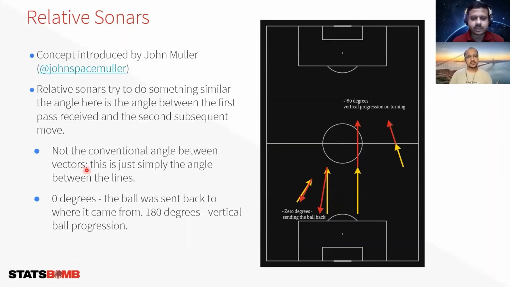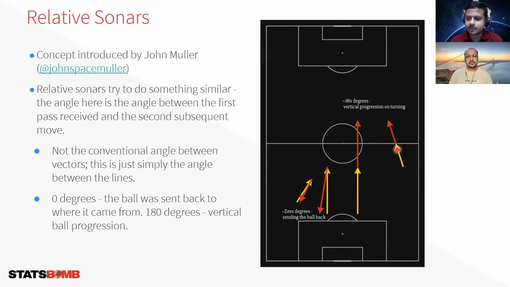So it's not the conventional angle between two vectors. It's simply the angle between lines. That's being shown here in the few examples we have on the right. Here there's a pass that's being received that's literally going straight up, and then the player turns and progresses the ball straight up again. And so the angle between these two lines is 180 degrees. So that's why we have 180 degrees and vertical progression and turning.